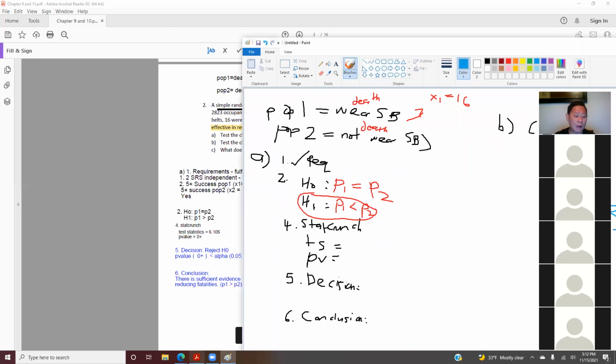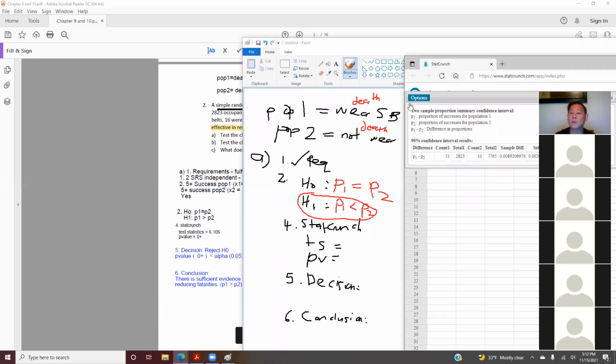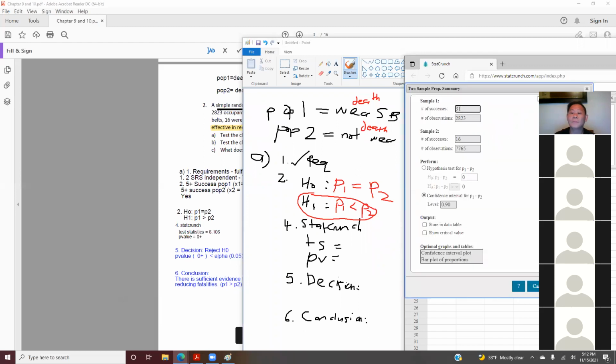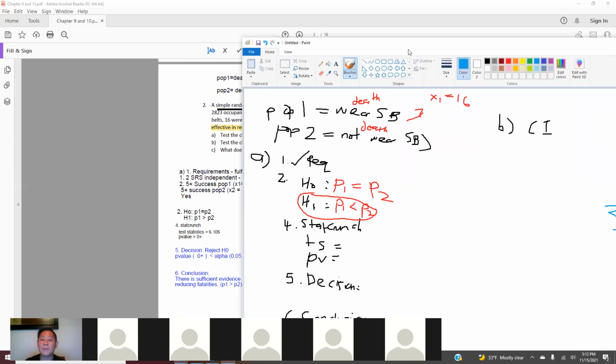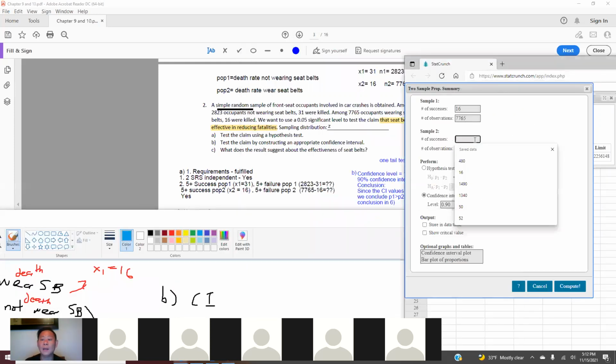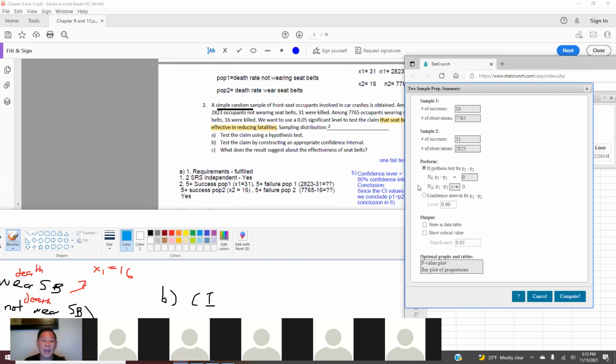So when you do your test statistic with StatCrunch, these two samples are switched around, right? In this case, this is 16 now, and this is 7765. And then this one is those who do not wear seatbelts. How many people die here? 31 die, and 2,823 out of this many people. Now we switch, so this one also switches around.